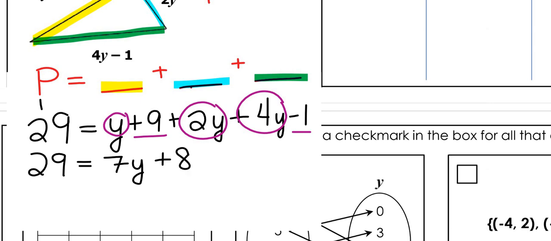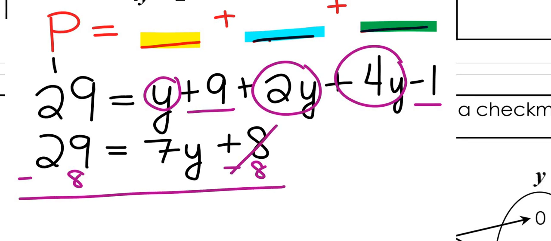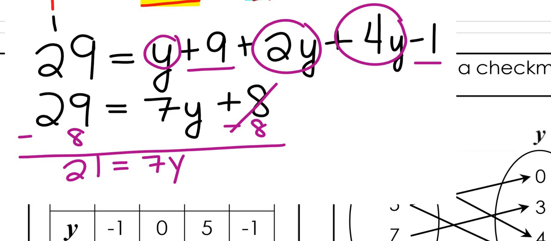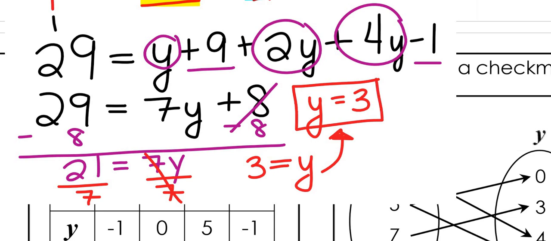Now this is a simple, straightforward equation. We're going to start by subtracting 8 from both sides so we can get y by itself. Minus 8, minus 8. This cancels. 29 minus 8 is 21, which equals 7y. Let's divide both sides by 7, and then y will be by itself. 21 divided by 7 is 3. 3 equals y. Or, like we've said before, y equals 3. So we have solved for y.